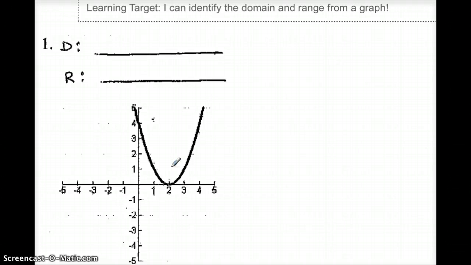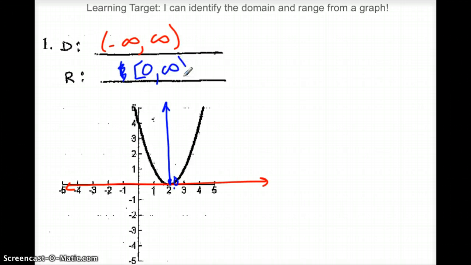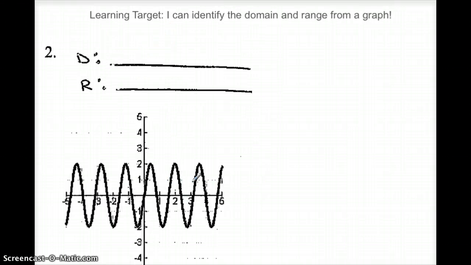This one, the range would be all real, left to right. If I extended the U shape, I could always find a place to put a finger on the U. However, my range, I bottom out here when y is 0. So at 0 here or higher. So, whoops, sorry, I want a bracket there because it's on 0. So 0 to infinity.